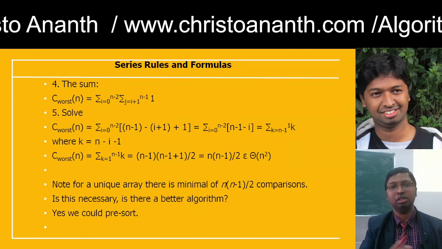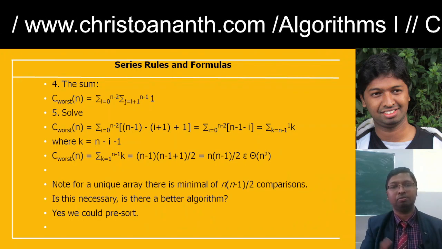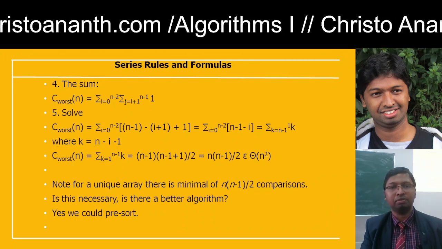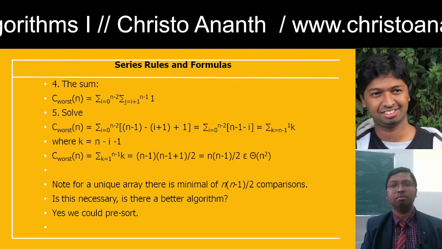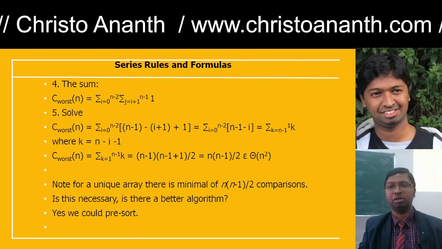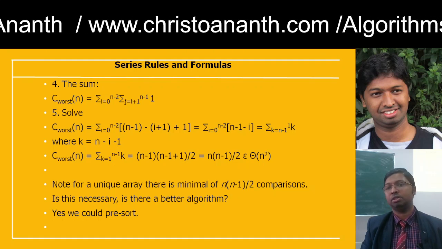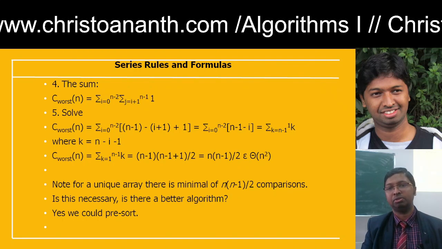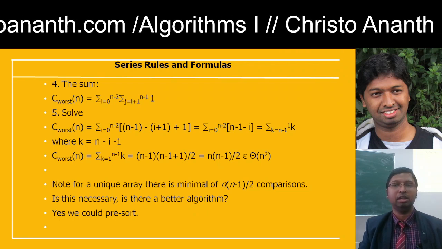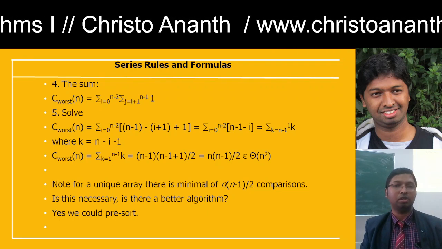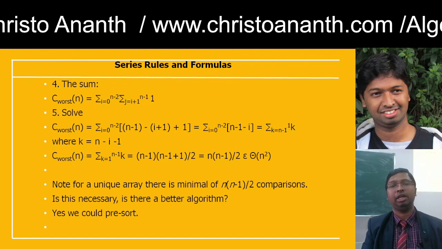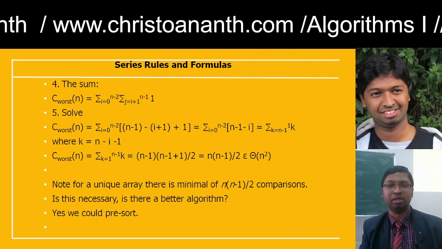Then you solve for the worst case. For example, C worst of n is equal to summation i equal to 0 to n minus 2 of n minus 1 minus (i plus 1) plus 1. So you will have summation i equal to 0 to n minus 2 of n minus 1 minus i, which is equal to summation over k, where k equal to n minus i minus 1.